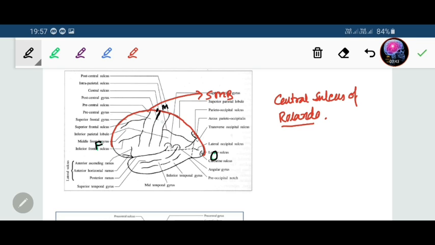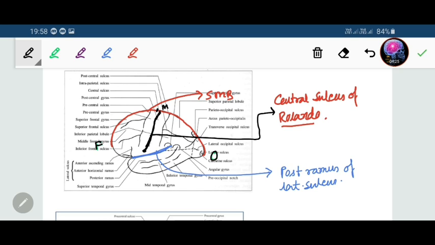It runs sinuously downward and forward and ends just above the posterior ramus of lateral sulcus. The posterior ramus of lateral sulcus is this. This is the posterior ramus of lateral sulcus. So central sulcus ends just above the posterior ramus of lateral sulcus.